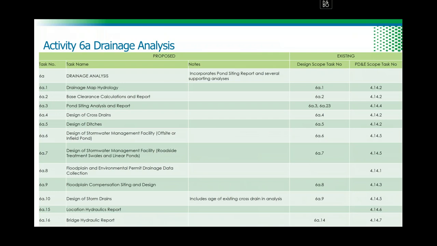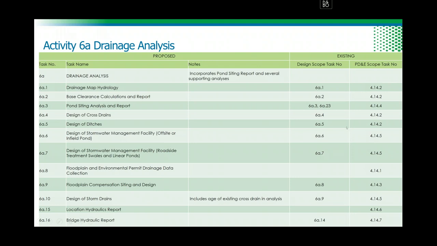So 6A changed pretty significantly, but not that significantly. What does that mean? This is the area where we saw a lot of repetition. Many of you who are drainage engineers are aware of that. We do pond siting analysis in PD&E, and then during design, everything is thrown away and we start over again. So the pond siting analysis is going to be done once, and it's going to support environmental clearance and at the same time support preparation of our final plans. So that's why you see a lot of overlap.